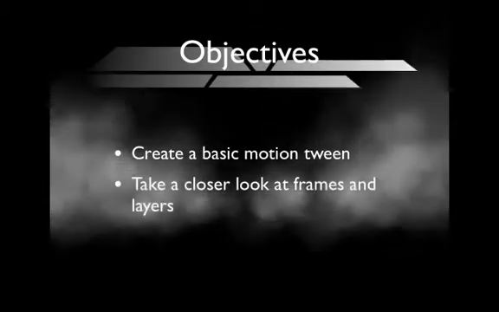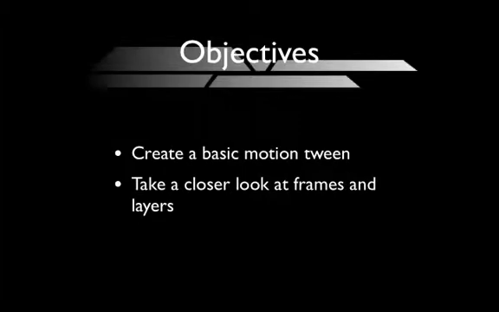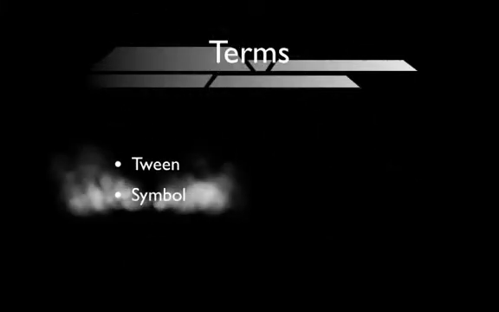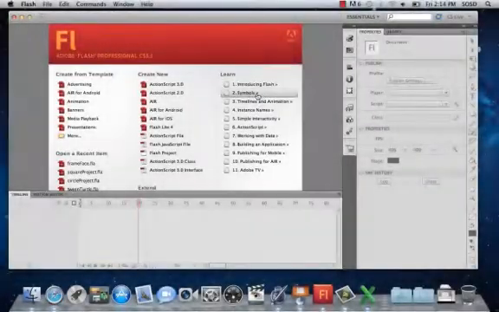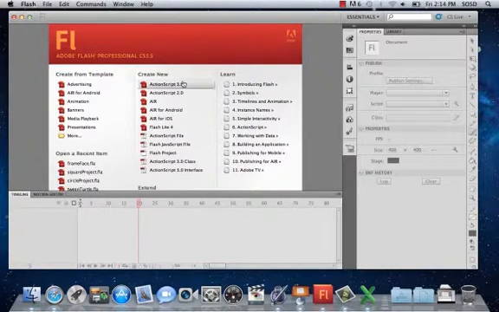Okay, so in this video, our objectives are to create a basic motion tween, which is an animation style that is heavily used in modern animation, and we're also going to take a closer look at frames and layers. Also, some terms that we're going to come across that you'll need to know for later on are tween and what is a symbol. In this video, we're going to go over a different kind of animation than the last one, which is really the power of Flash animation.